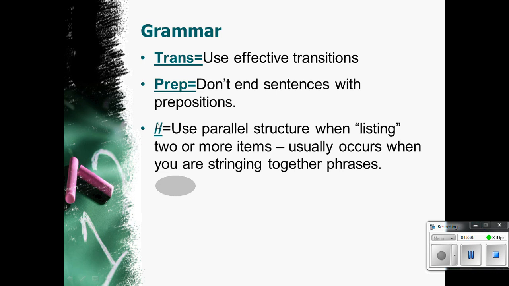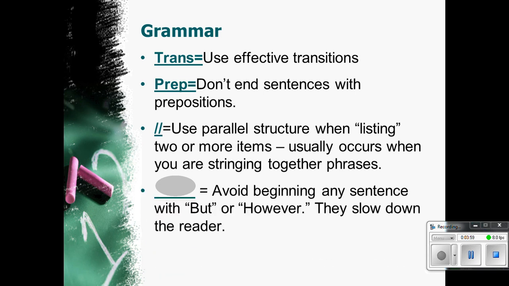These little hash marks here mean that you did not use parallel structure when putting two or more items together in a discussion. Oftentimes what we find is that you will put together two phrases and they will be structured differently, and then we call that a non-parallel structure. So you want to make sure that your phrases make sense, that they have the same phrasal structure. And if you have some questions about that, again, you can access any of those resources, or you definitely can come and talk to me.